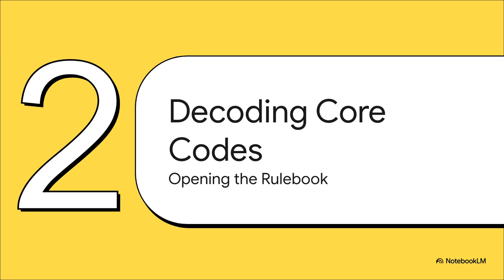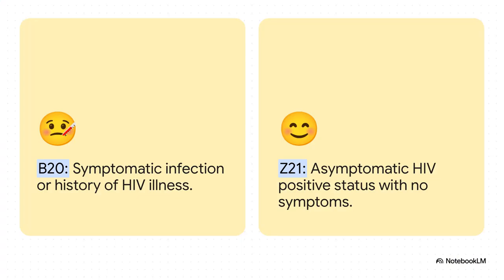Moving right along to Section 2, decoding the core codes. Okay, it's time to open up the official rulebook for the ultimate coding matchup you are going to face every single day. On one side, we have code B20 for HIV disease. This is your primary code when a patient has a symptomatic HIV infection or has ever been diagnosed with an HIV-related illness. And I really want to emphasize that word ever. Even if the patient currently has an undetectable viral load because their treatment is working perfectly, that viral suppression does not change their coding classification. If they have a history of HIV disease, boom, they get B20.